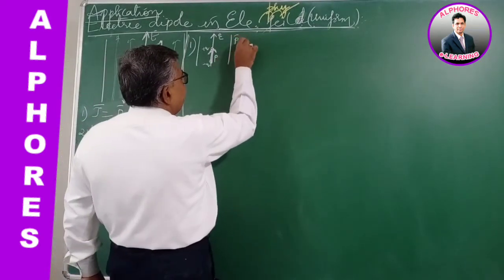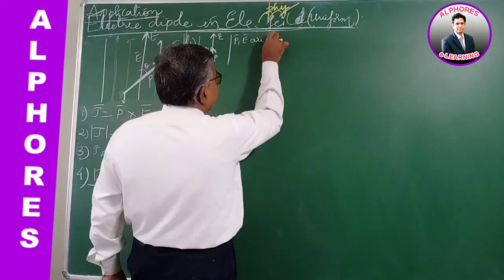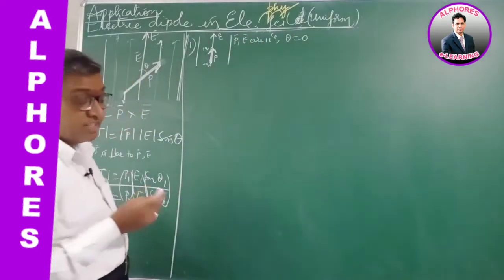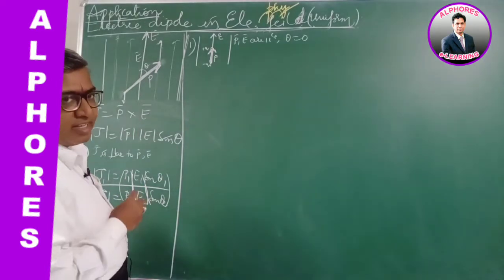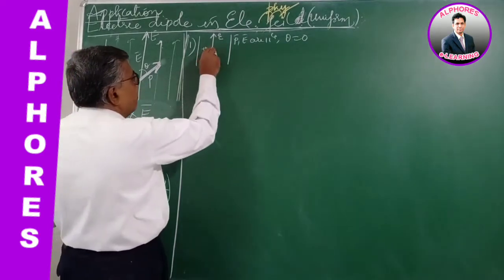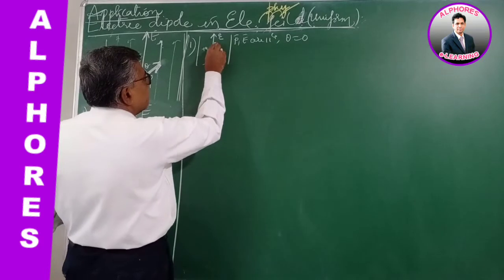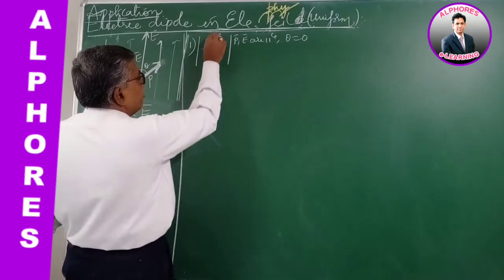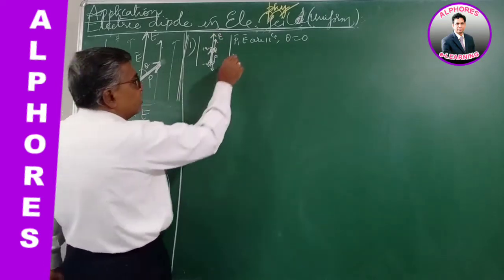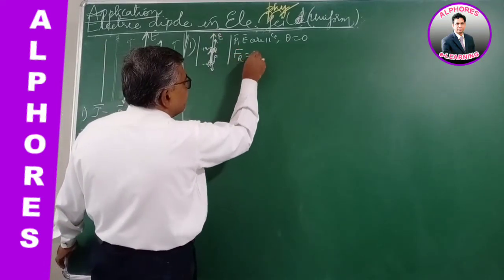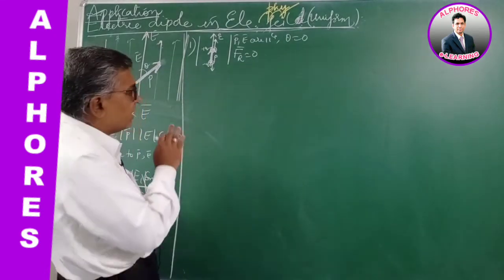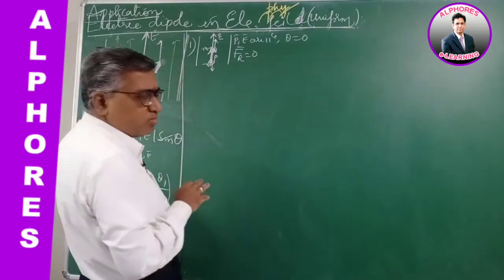If P and E are parallel, same direction, theta is equal to 0, then what would be the effect? Well, I was telling you, positive charge will experience force in the direction of the field, negative charge experiences force in the opposite direction, both equal and opposite forces. So net force is 0, resultant force 0, no translatory motion. Neither does it go forward nor backward, no linear motion.